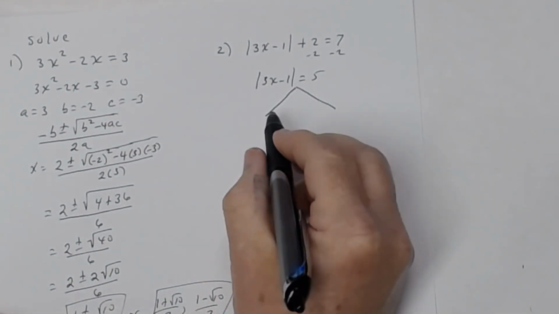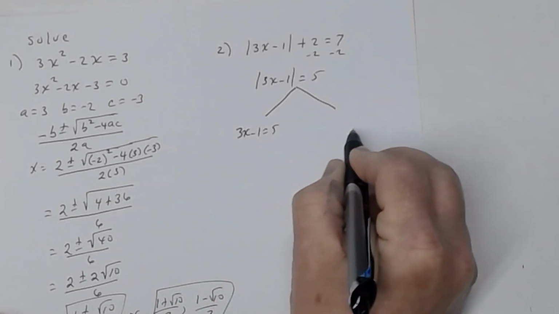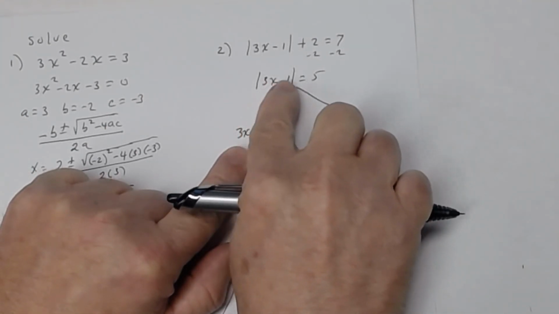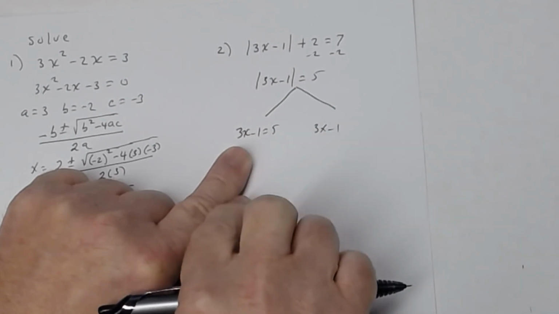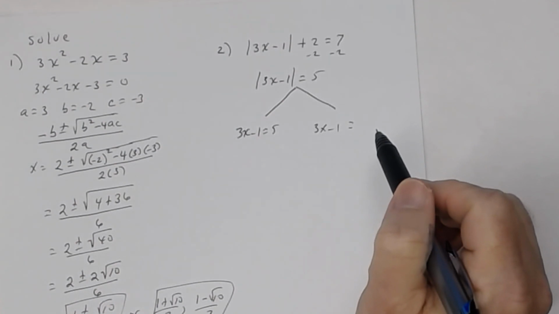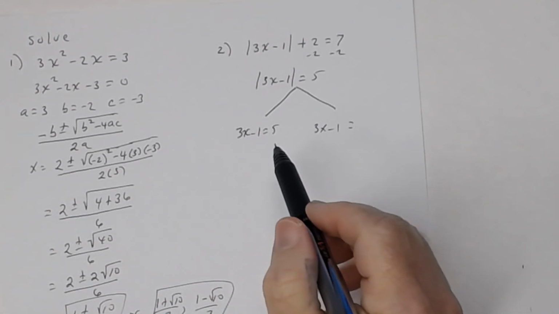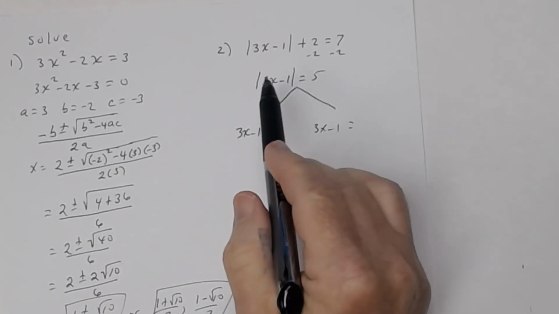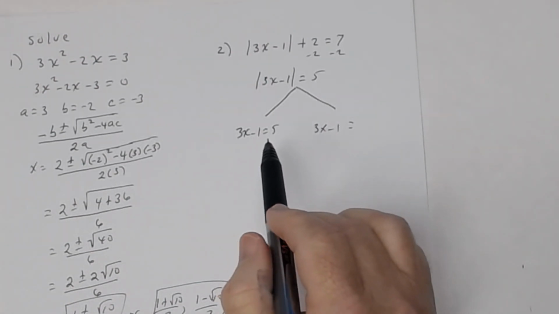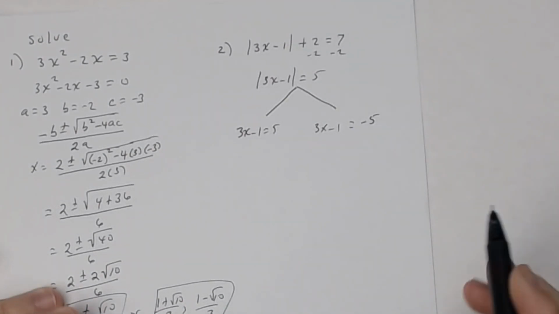So you're going to rewrite this without the absolute value bar. It's going to say 3x minus 1 equals 5. And then the other one is going to be 3x minus 1. So notice that this 3x minus 1 just comes from this expression that's within the absolute value bars. But remember, the absolute value idea is the units that a number is from 0 on the number line. So you want this distance here to be 5 units from 0. So that's why you'll see a positive 5 and then the opposite of a 5, which is a negative 5.